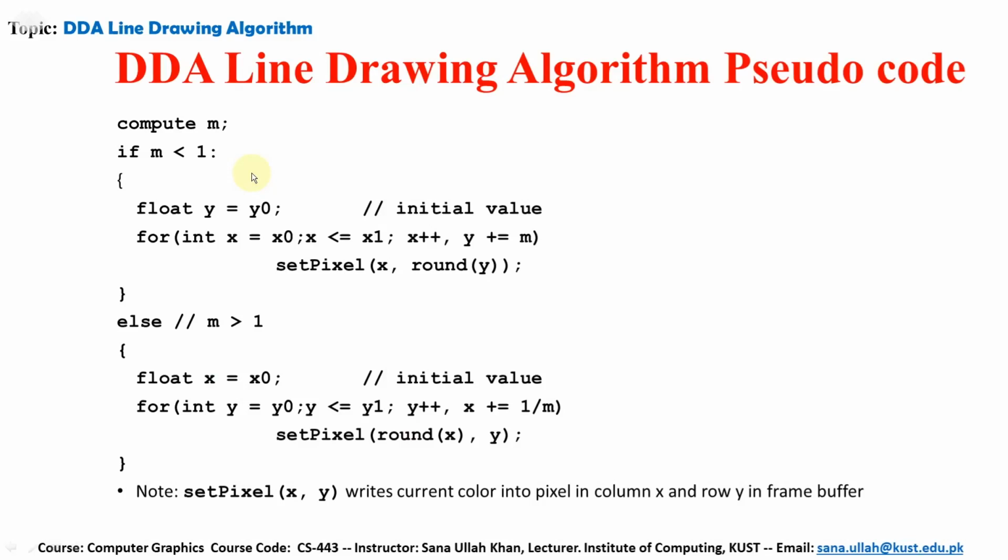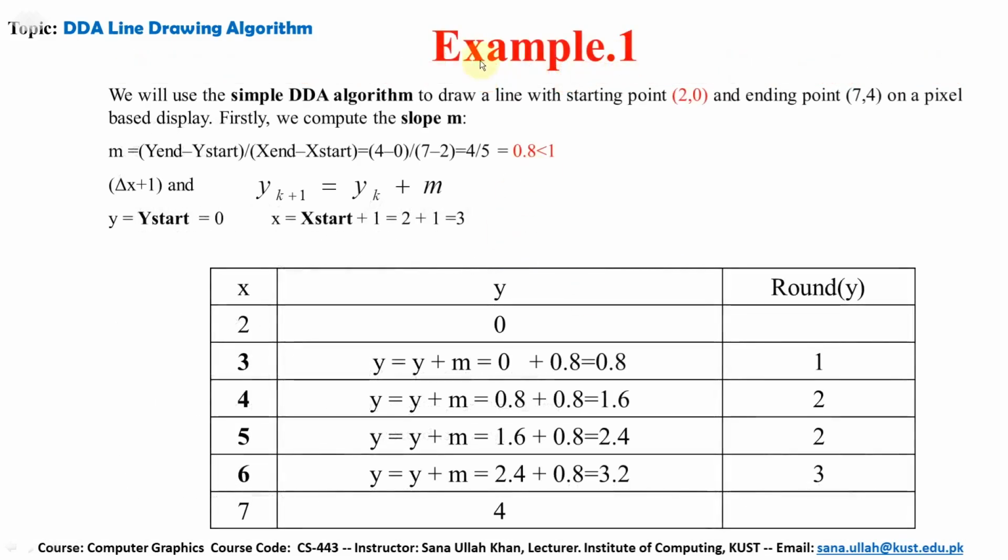So if we want to write code or a program for this, then the pseudocode is given below. First of all, compute m. If m is less than 1, then y naught will be assigned the y initial value, and x will be increased with a unit interval, x plus 1, and the y value will be rounded. If the condition is different, m greater than 1, then y will be increased with a unit interval and x will be increased with the slope value.